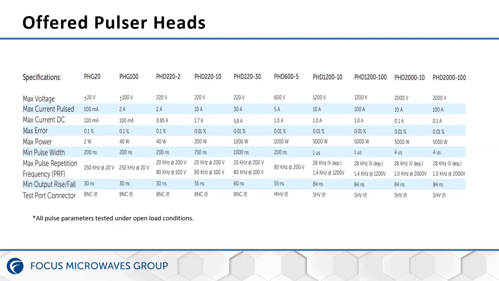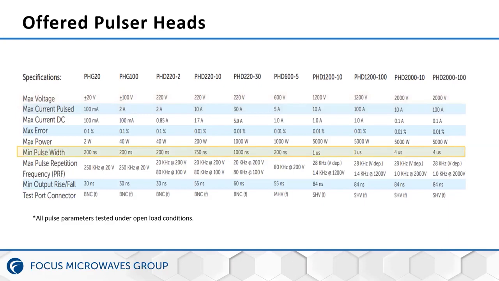Auriga offers a range of pulsar heads, both for gate and drain. For example, for gate, we offer 2 different heads: plus minus 20 volt 100 milliampere and plus minus 100 volt 2 ampere. Similarly, for the drain side, we offer a range of pulsar heads starting from 220 volt 2 ampere, and we go all the way to 2 kilovolt 100 amperes for high power applications.